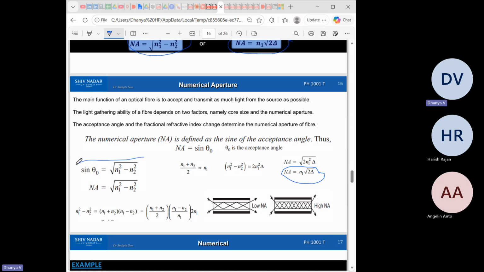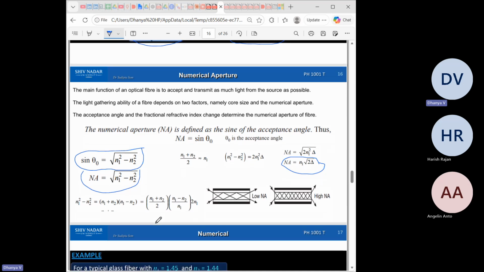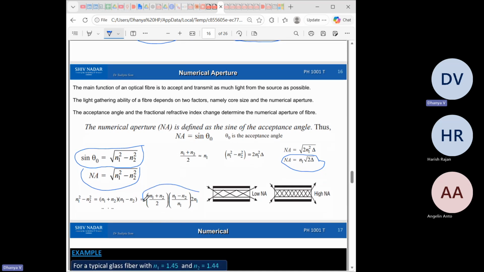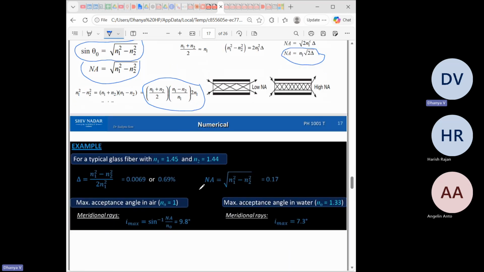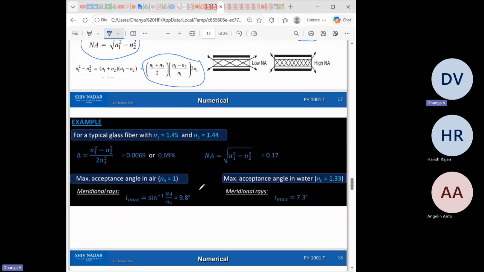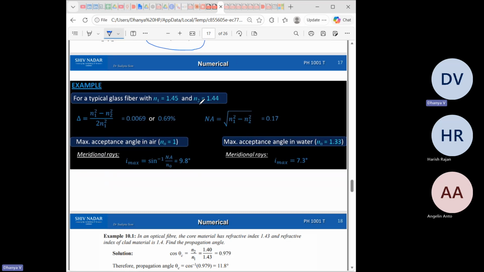You have to remember all of this. These are the ones that will be repeatedly used. Even this formula depends on what the data is given, so depending on that, it changes. In the example, N1 is given, N2 is given. What should you find? I max and all of that you have to find.